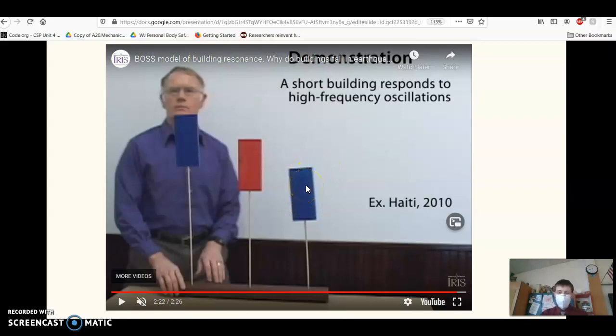So the takeaway here is not all earthquakes are the same. It really depends on how quickly and what frequency the ground is shaking at, and that's going to change what buildings are affected.